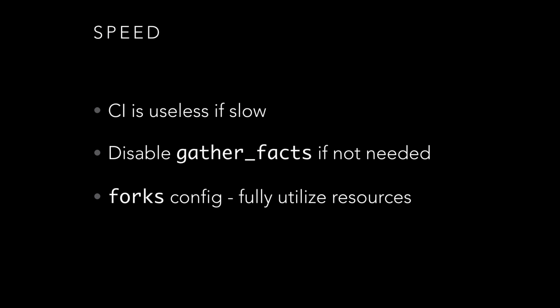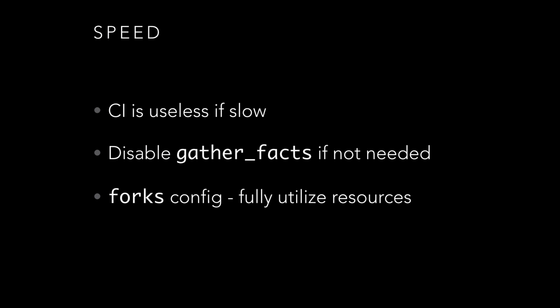little faster. One thing is you can disable gather facts. A lot of times you don't need to have a lot of information about the systems you're running on. If you're not doing things like detecting what OS it's running or the memory requirements, things like that, you can just turn off gather facts. It'll save a few seconds per server, and if you're doing a lot of servers, that's a lot of time that's saved.